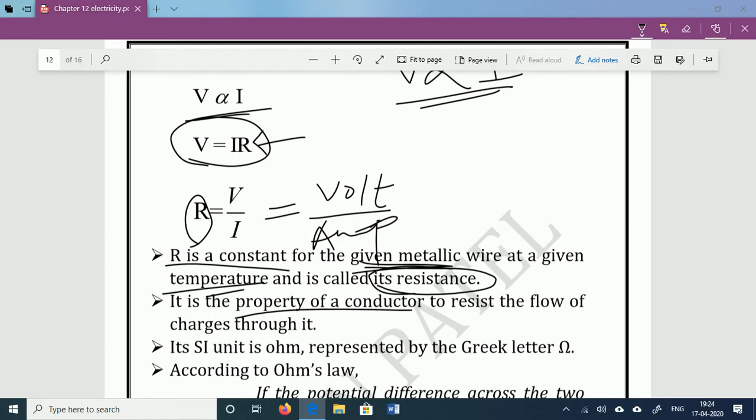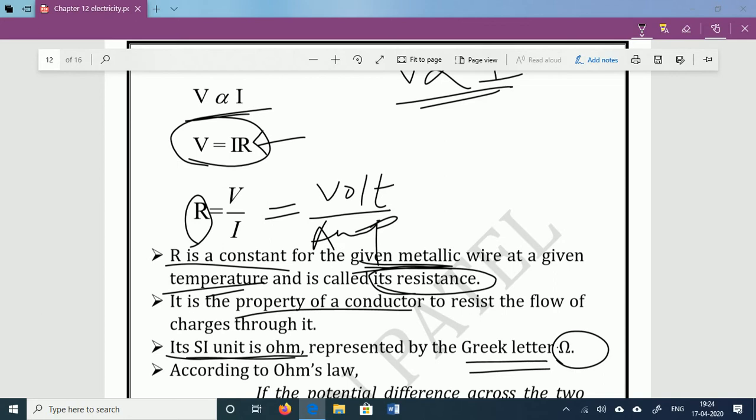So the unit of R should be volt upon ampere, but in honor of the scientist Ohm, the unit of R is called the ohm. It is represented by the Greek letter omega. So the unit of resistance is the ohm, and it is denoted by omega.